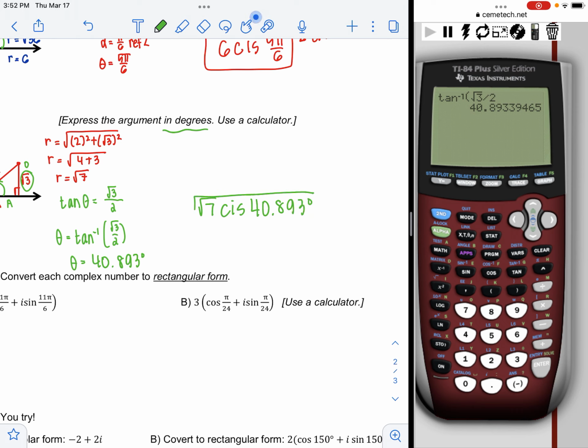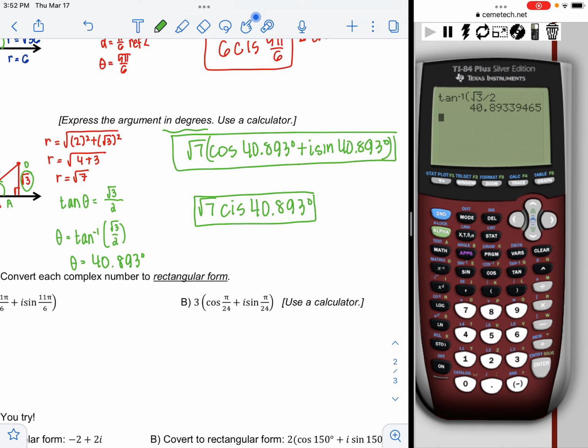Okay? Or you can write it in the longer form, which is its standard form. Root 7 cosine of 40.893 degrees plus i sine of 40.893 degrees. These two answers are equivalent. It doesn't matter which one you write, but why wouldn't you write the second one, right? It's just easier.